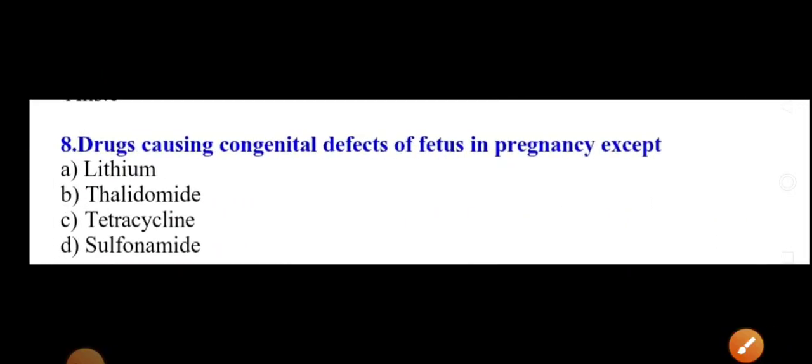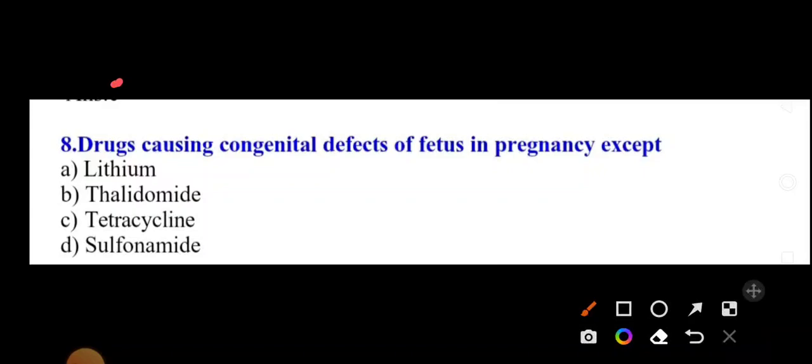Now, drugs causing congenital defects of fetus in pregnancy, except, they are asking. Lithium causes what? Abstinence anomaly. Thalidomide causes phocomelia or absence of limbs. Tetracycline causes fetus congenital defects, but sulfonamide does not. So the answer here is sulfonamide.